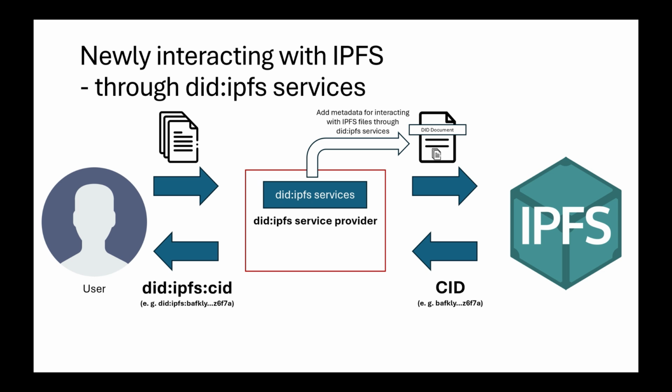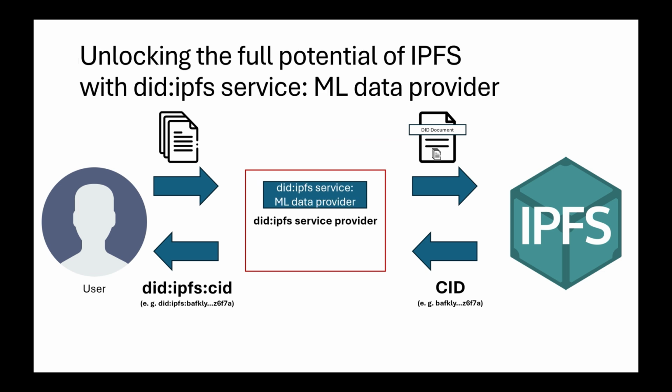But why would one do this? One reason to use these DIF IPFS services is because they unlock the full potential of IPFS. One exemplary DIF IPFS service that showcases that is the machine learning data provider, because that machine learning data provider adds tags to every file that was inputted into the DIF IPFS service provider, and with the help of these tags, the IPFS files can be found easily and processed easily by machine learning model trainers.